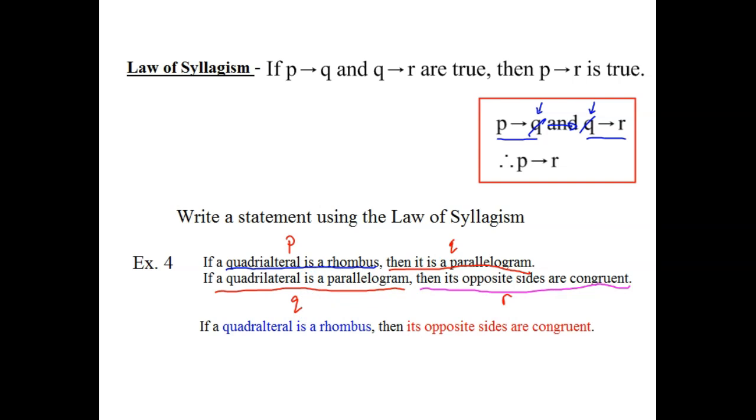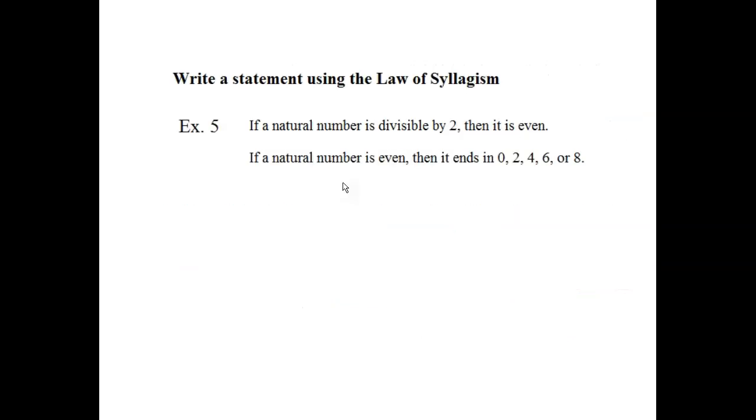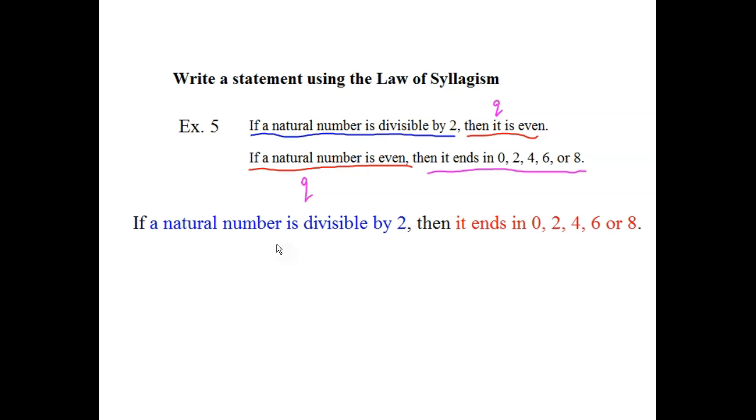Let's look at a couple more examples here. In example 5, we have if a natural number is divisible by 2, then it is even. And then if a natural number is even, then it ends in 0, 2, 4, 6, or 8. So you can see that we have this Q statement right here that's the conclusion of the first if-then, but the hypothesis of the second. That allows us to write a P implies R statement using the law of syllogism. If a natural number is divisible by 2, then it ends in 0, 2, 4, 6, or 8.